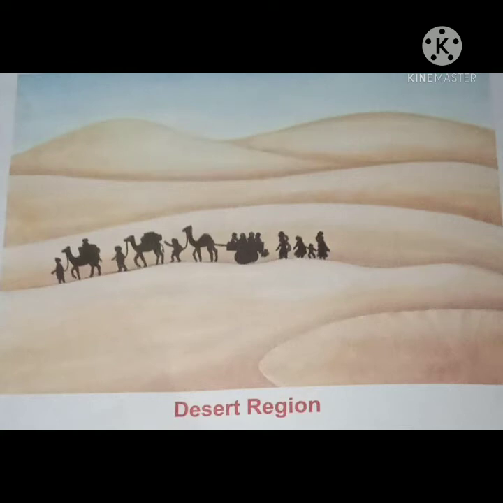The third division is the desert region. Southwest of the northern plains lies the Great Indian Desert, also known as the Thar Desert. The summers are very hot and winters are cold. There is very little rainfall. There is always a shortage of water. At a few places, the underground water comes up to the surface. Such a place is called an oasis. Some trees like date palms, kikar, babool and grass grow in the oasis. We can see the Thar Desert in Rajasthan state of India.